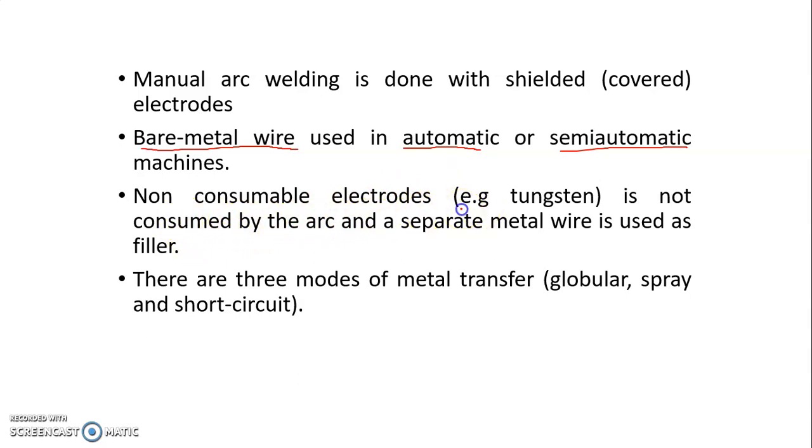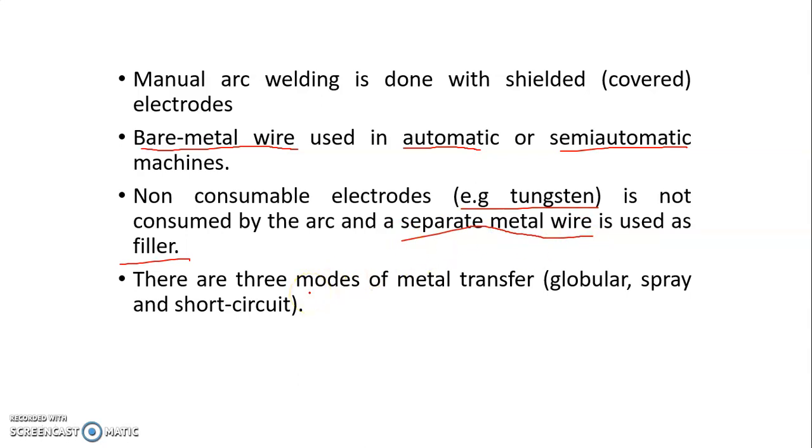A non-consumable electrode such as tungsten is not consumed by the arc, and a separate metal wire is used as filler. In the second family of arc welding processes, the electrode is made of tungsten, which is not consumed except by relatively slow vaporization. In these non-consumable electrode processes, a separate metal wire is used to supply the filler metal.